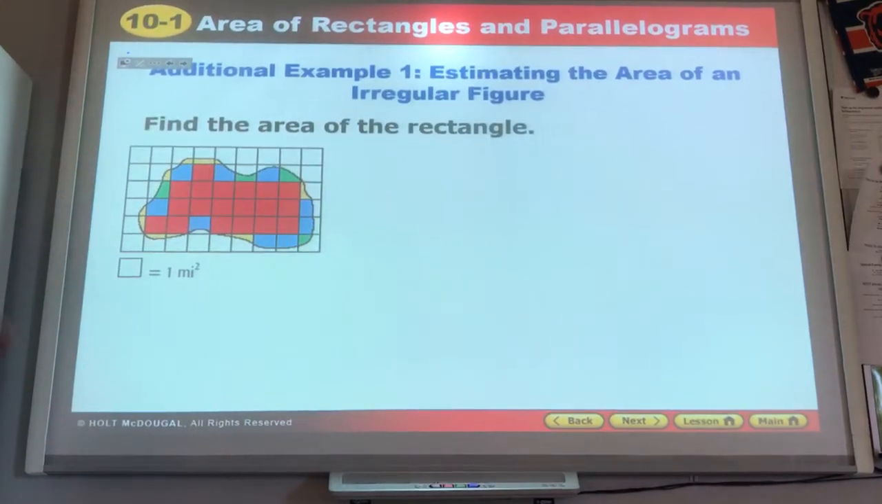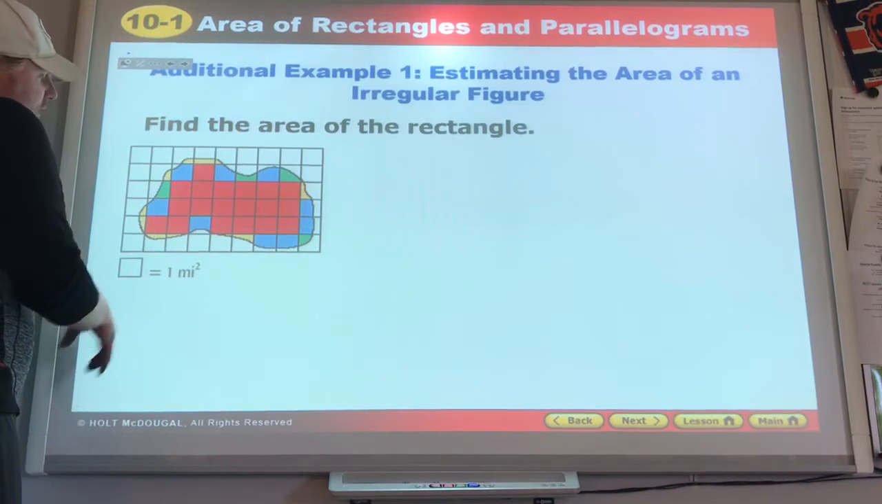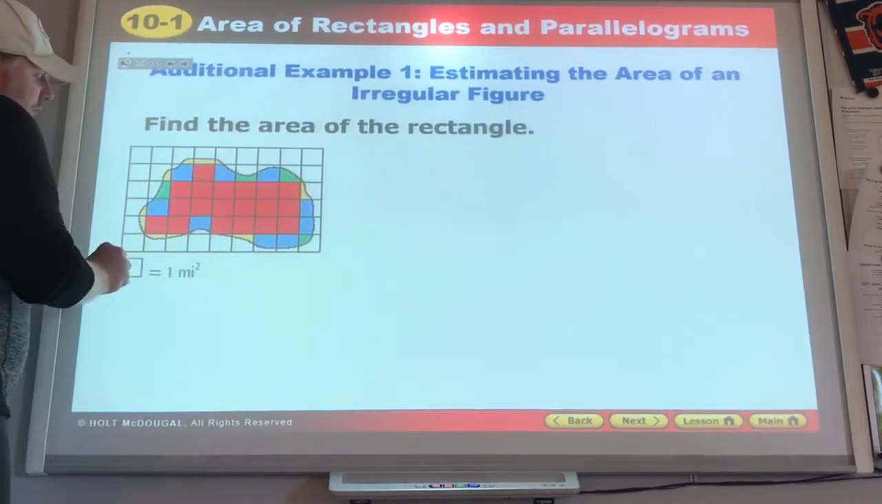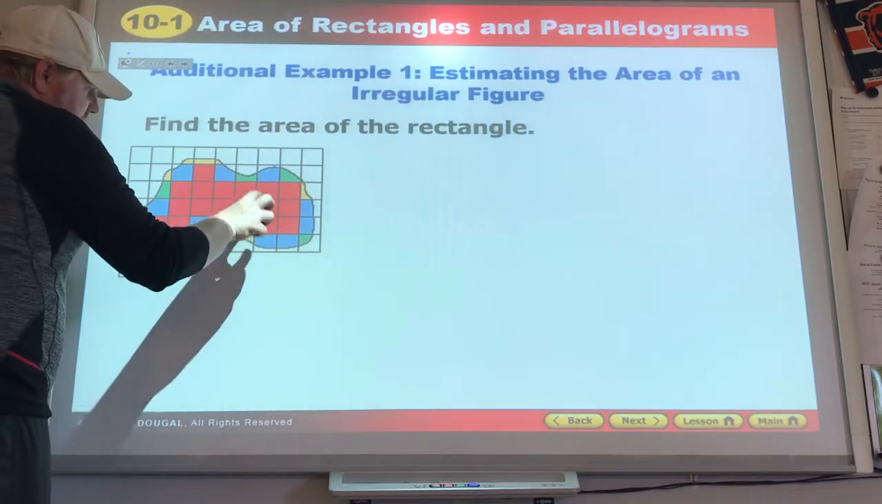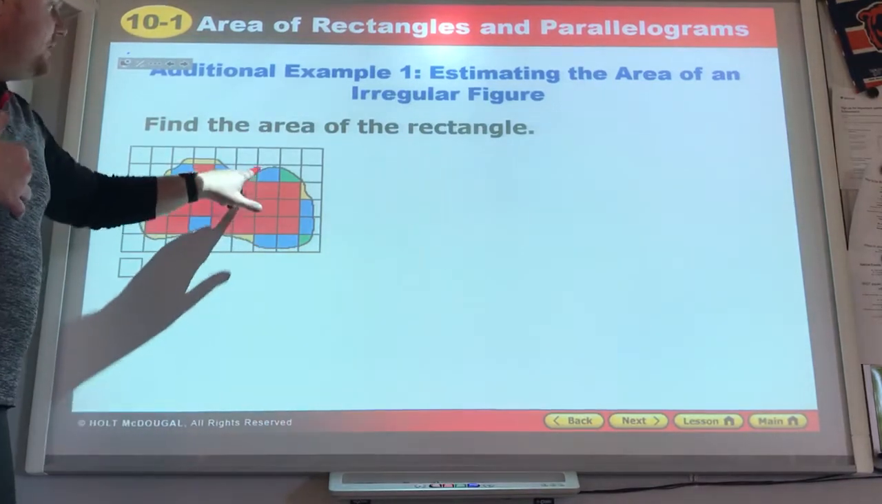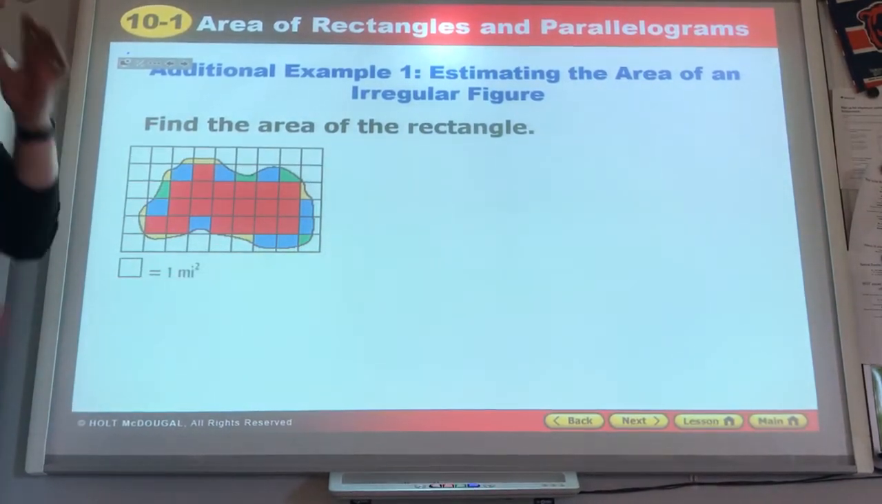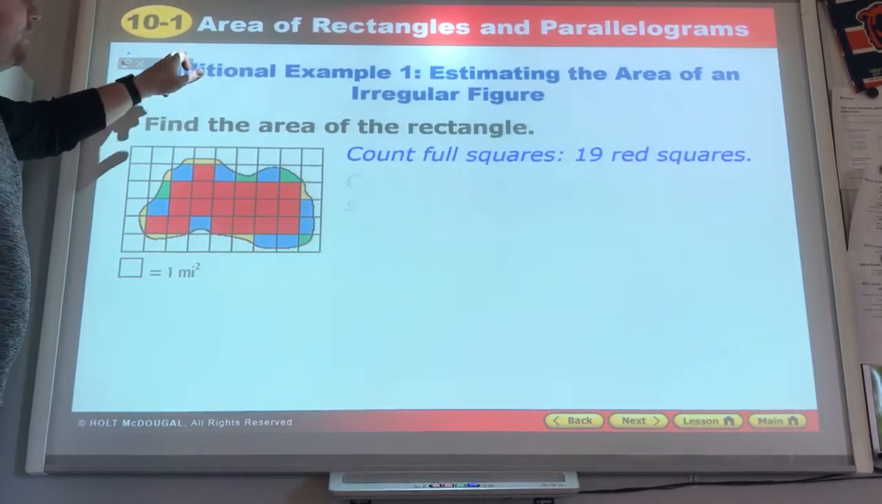When we look at this, you see the grid that they put there? Each of these is equal to 1 square mile. So if we count all the red ones, that's the full ones. That would be 1, 2, 3, 4, 5, 6, 7, 8, 9, 10, 11, 12, 13, 14, 15, 16, 17, 18, 19 square miles. 1 mile by 1 mile on each of those sides. So 19 square miles that are full. And then we'll have to look at the partial ones.